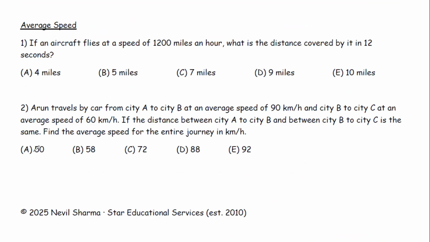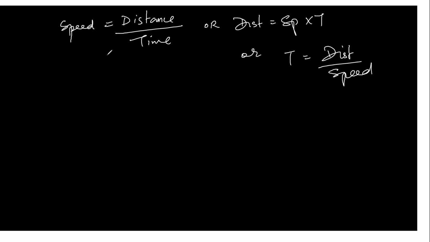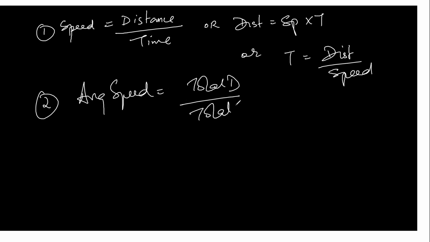Now we move on to the average speed concept. Here I need to review it properly, without solving the questions. So let's go through the concept. First of all, speed is distance upon time, or distance is speed into time, or time is distance over speed. So these are all interchanged. The second formula is average speed is total distance upon total time. Remember these two main formulas.